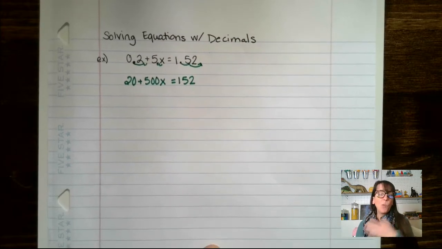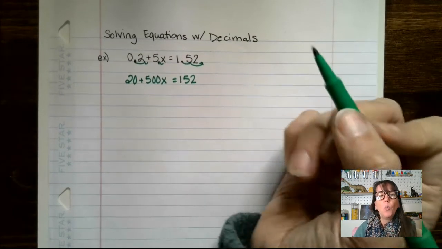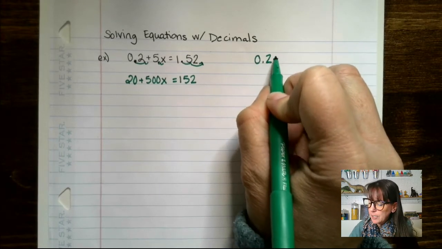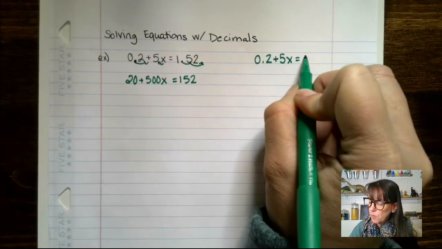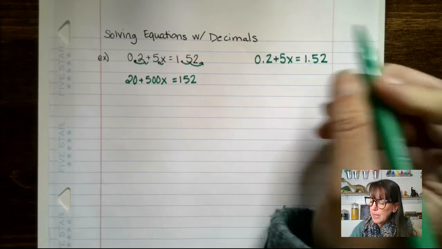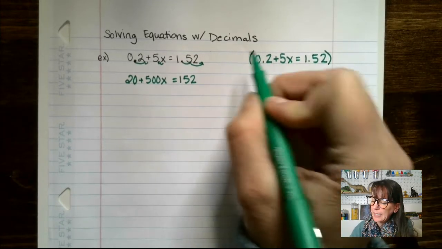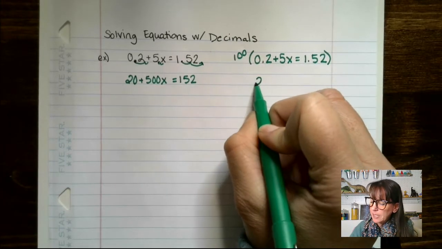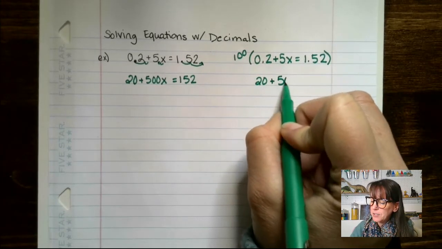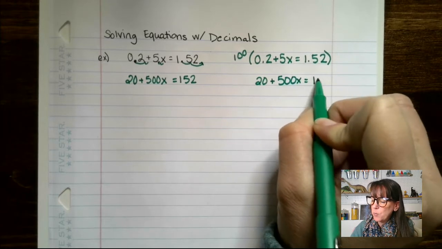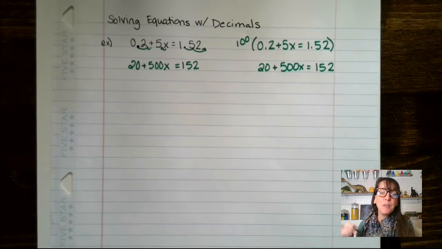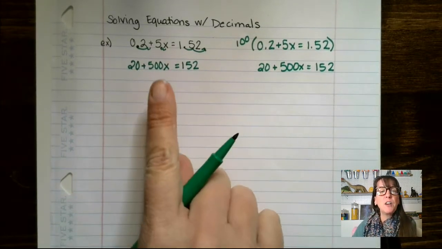And now we've gotten rid of those decimals. Another way of viewing this is if we had the original equation here, plus 5x equals 1.52, what we're doing is multiplying each chunk by 100. So if we multiply it by 100, we get 20 plus 500x equals 152. Okay, so from here, now that we've gotten rid of those decimals, we can solve the equation.